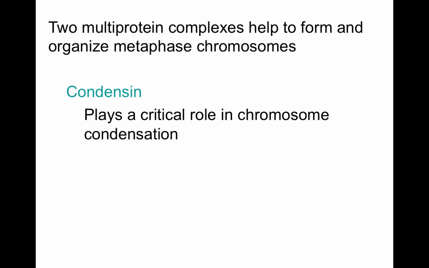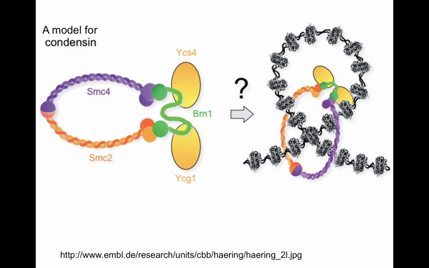How do we get our chromatin fibers organized into metaphase chromosomes? There are two very important proteins: condensin, which plays a role in chromosome condensation, and cohesin, which keeps the two sister chromatids aligned. This is a model of condensin. Notice it's a very complex multi-subunit protein that compacts or organizes the radial loops.